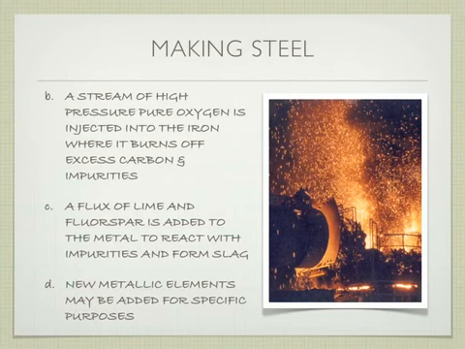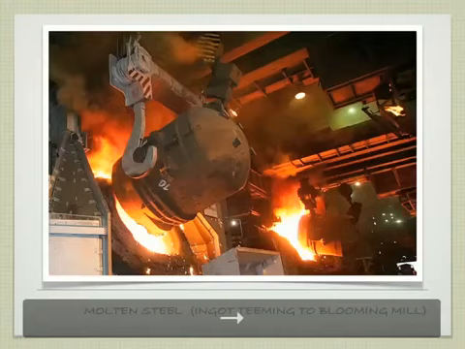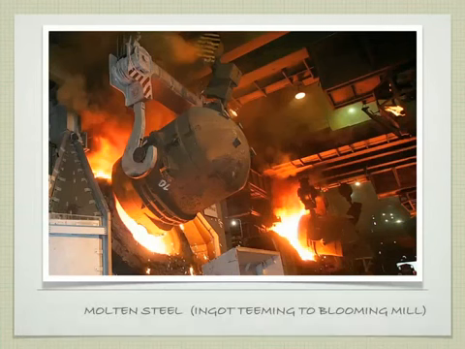The other thing that's often added is a bit of lime and fluorospar, and that's reacting with those extra things that we don't want to form another slag, so we can get it out. It's giving the impurities something to attach to. So then finally, we're going to add any kind of new metallic elements that are going to alter the properties of the steel for a specific purpose. And we'll talk about what those extra additives might be and what they might do to the steel in just a second. So this is the molten steel.